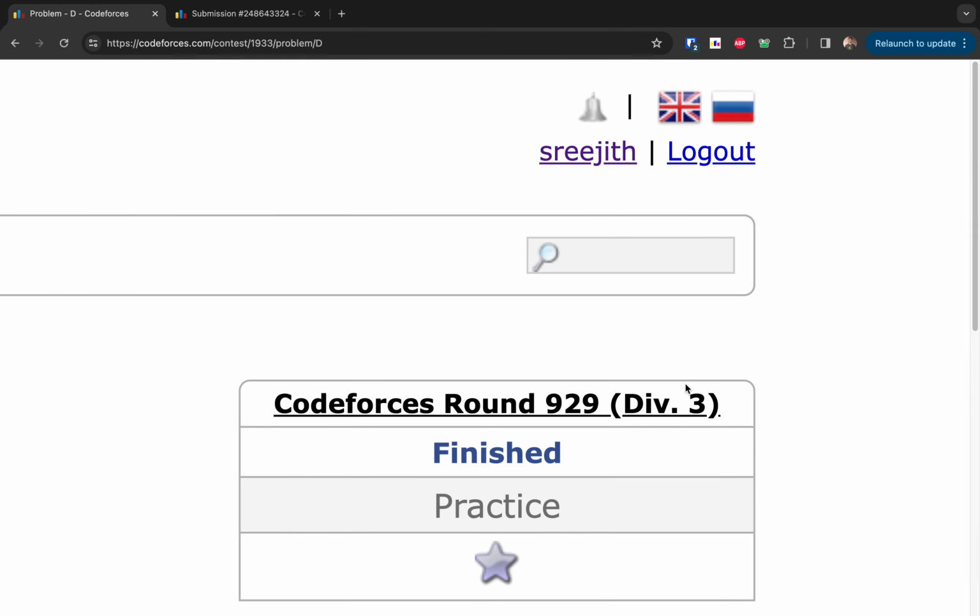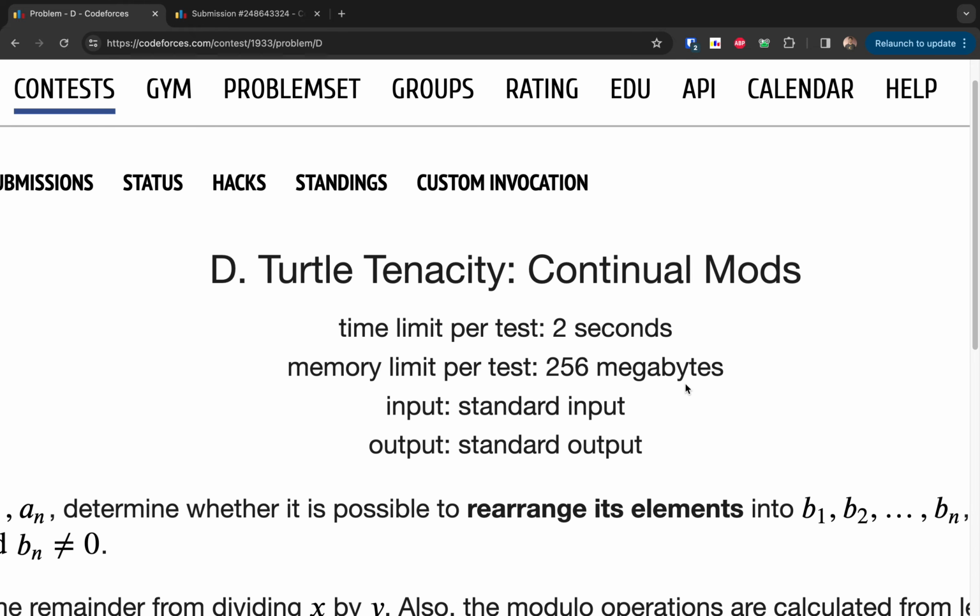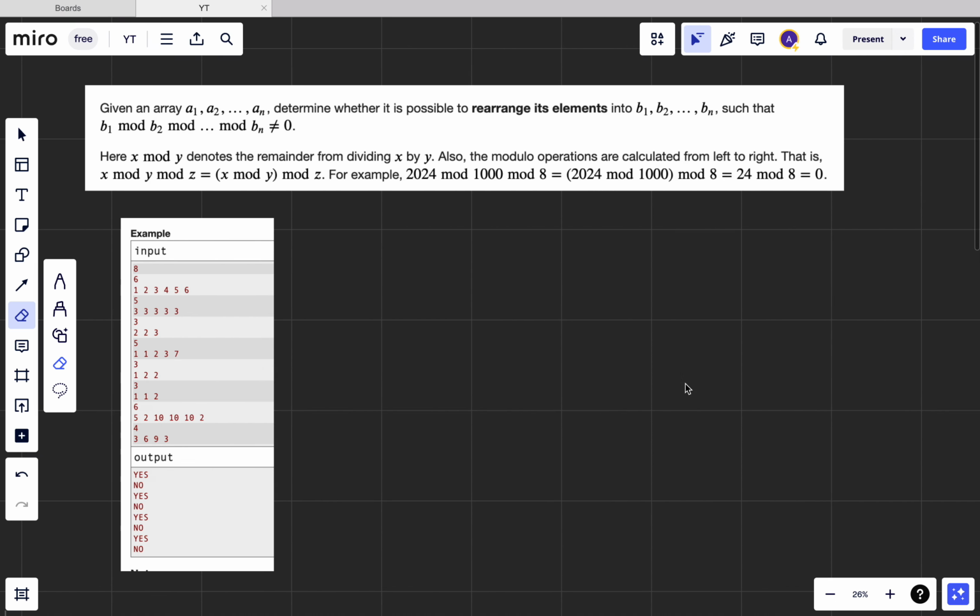This is Codeforces Round 929 Div. 3 and we're going to solve the fourth problem, Turtle Tenacity and Continual Mods. Let's see what the problem states. We'll be given an array a1, a2 up till an, and we have to determine whether it's possible to rearrange the existing elements to b1, b2 up till bn such that if you continuously take the modulus from left to right, you get a remainder of not 0.